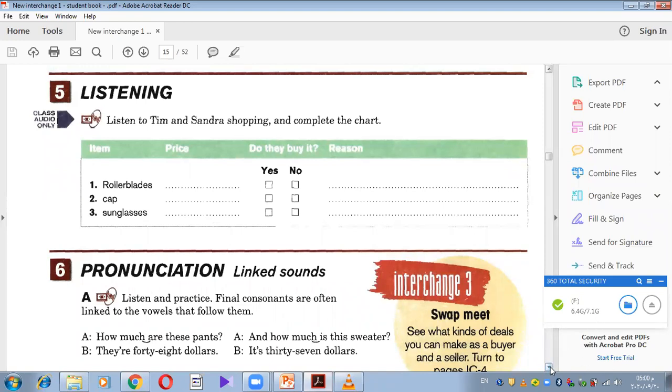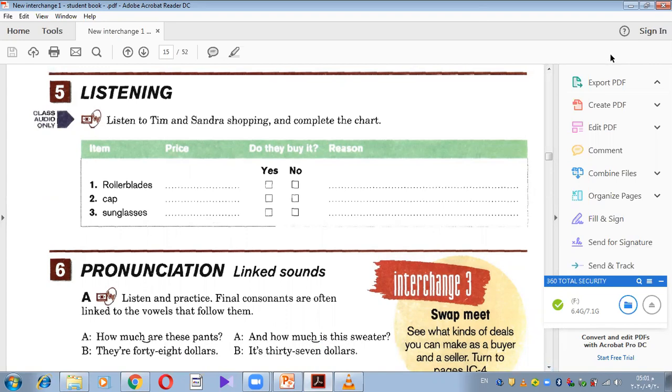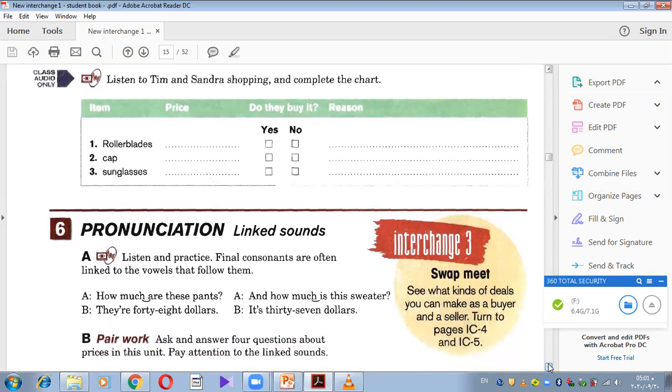2. Here's a great cap for you. That one? Is it expensive? Not really. It's only $9.95. $9.95 is very reasonable. I think I'll take it. 3. What do you think of those sunglasses? They're only $16. They're nice. Try them on. Oh no, I think they're too big. You're right. They are too big.